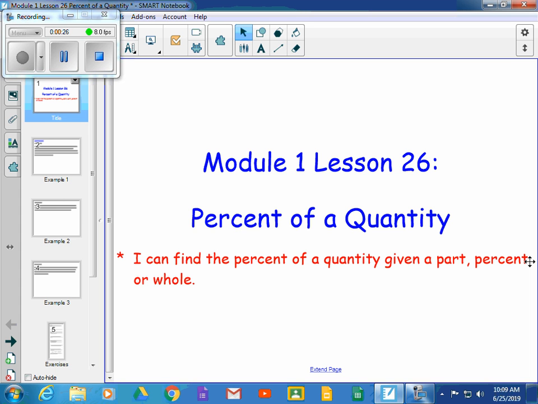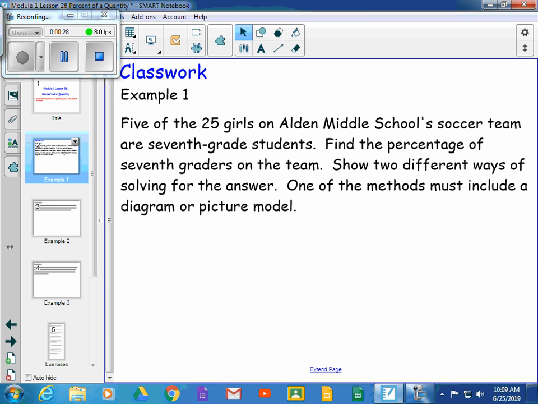Let's start with example number 1. 5 of the 25 girls on Alden Middle School soccer team are 7th grade students. Find the percentage of 7th graders on the team. Show 2 different ways for solving for the answer. One of the methods must include a diagram or picture model.